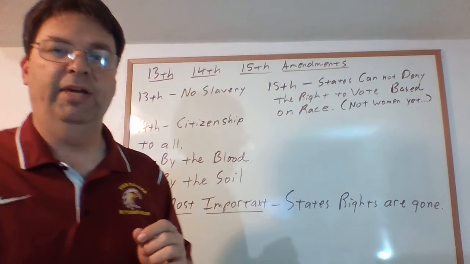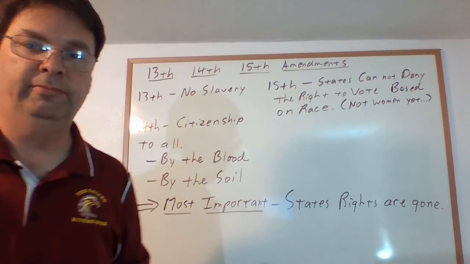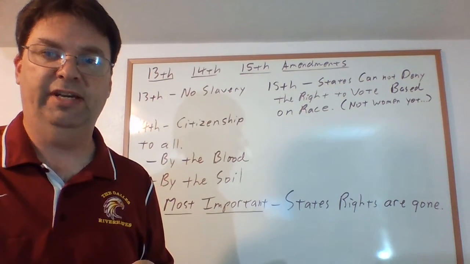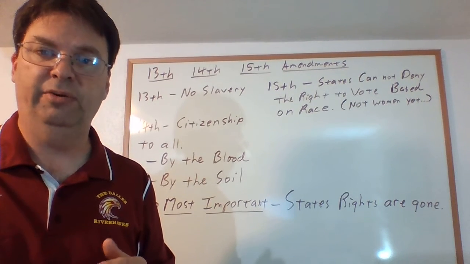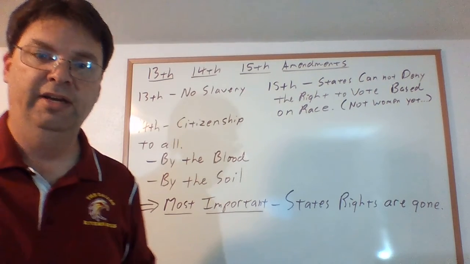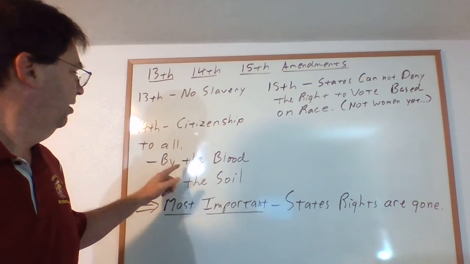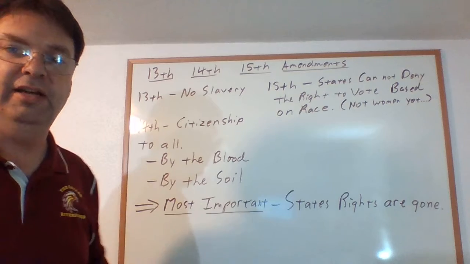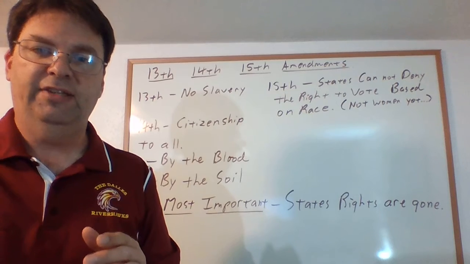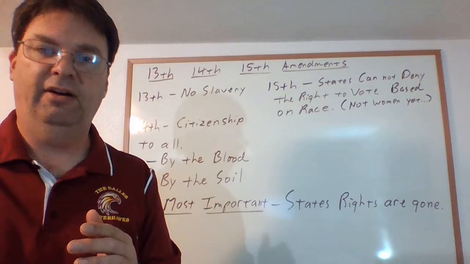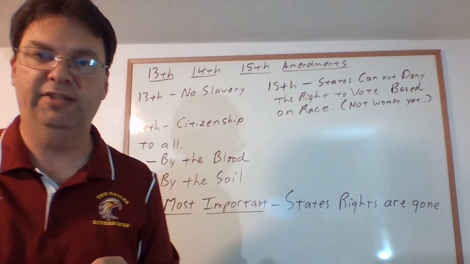Okay? Another one to consider here then is the 14th Amendment, and that deals with citizenship. Everyone born in the United States is a citizen, and everyone who is a descendant of someone who is a citizen is also a citizen. So we have two concepts here when we talk about citizenship. The first one is by the blood. It's a Latin phrase that you don't need to know, but what you need to understand is that if any of your parents are citizens of the United States, then you also are a citizen of the United States.